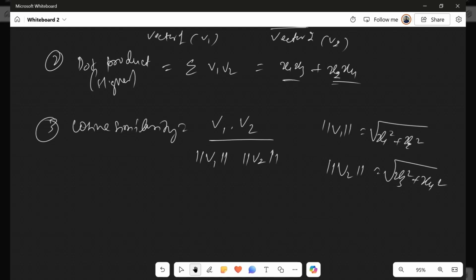And why is this more useful? Because it takes both magnitude as well as direction into account, right? In dot product we are only taking the direction between them. In Euclidean distance we are only taking the magnitude between them. But cosine similarity considers both magnitude and direction of each vector. That's why this is more useful, and it gives a more meaningful representation than using only dot product or only Euclidean distance. Here again, the higher the value, the more similar they are to each other.